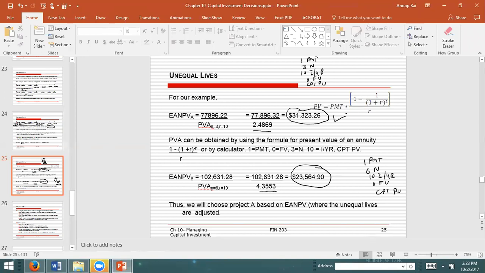So obviously in that case, you'll say choose project A because on an annualized basis, it's a higher net present value. Just to refresh your memory, the formula works by dividing because it assumes we replace this machine to infinity. So the 3-year project is replaced to infinity, the 6-year is replaced to infinity, and we get the present value on an annualized basis. That is used quite often now for projects of unequal size.